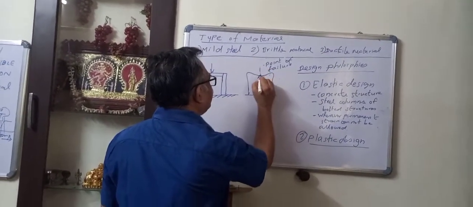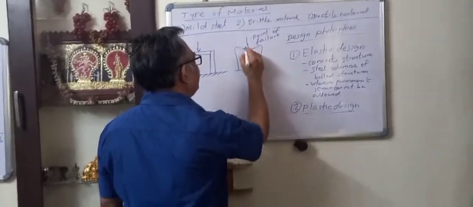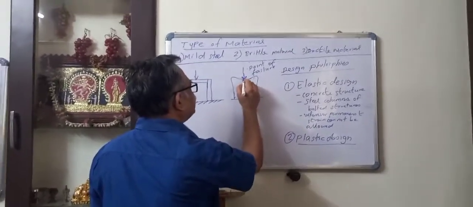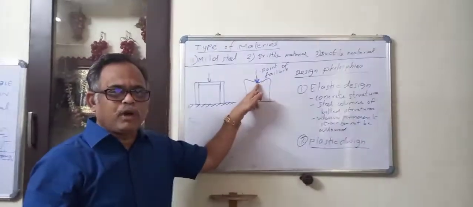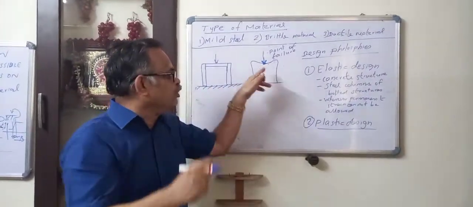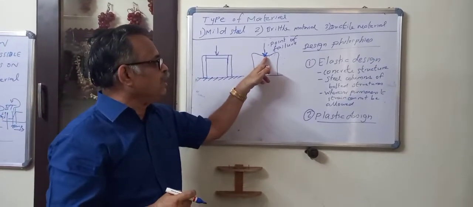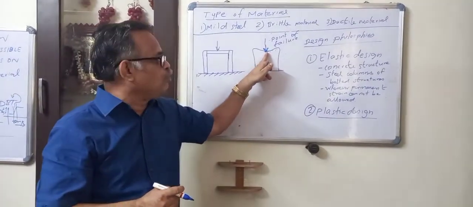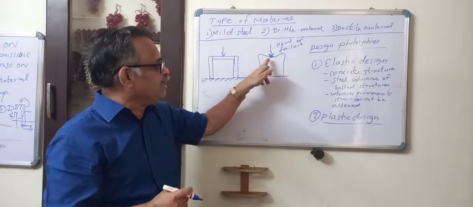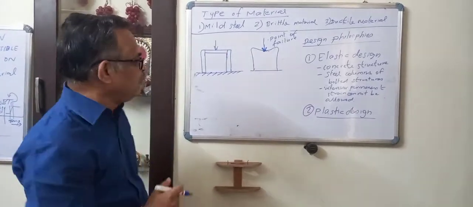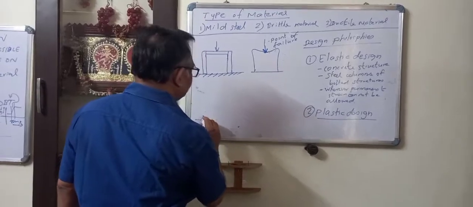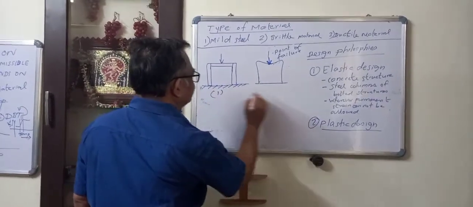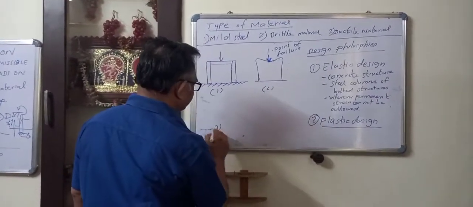Even when the point has failed here, or has reached the plastic state here, it will bend and flex like this. The stress is gone beyond the yield strength, and even then the structure will not fail. So let us assume this is stage 1, this is stage 2, and I will draw stage 3.